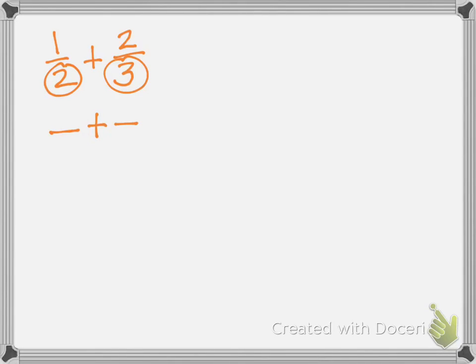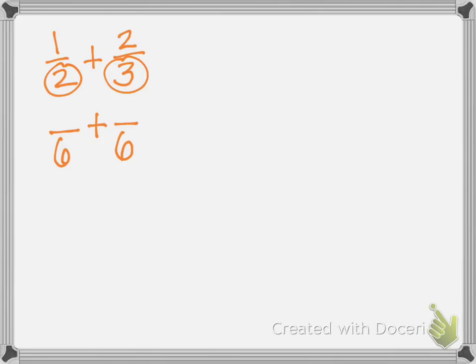So we go 3. Can 2 go into 3 evenly? No. 3 is not a multiple of 2. So we bump up to the next multiple of 3. 6. Is 6 a multiple of 2? Yes, it is. So we stop. And we put 6 as our least common denominator.